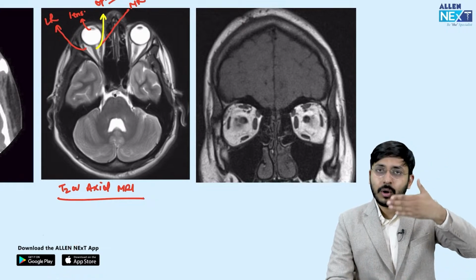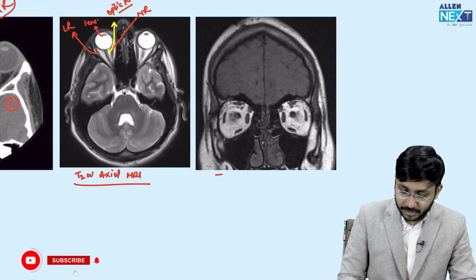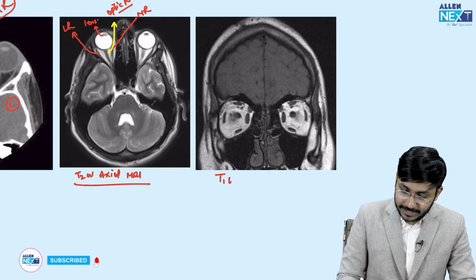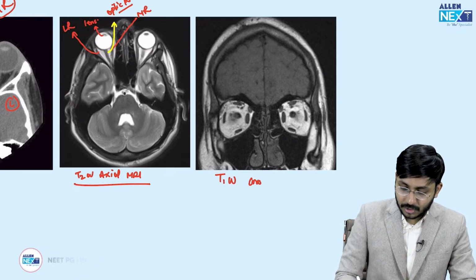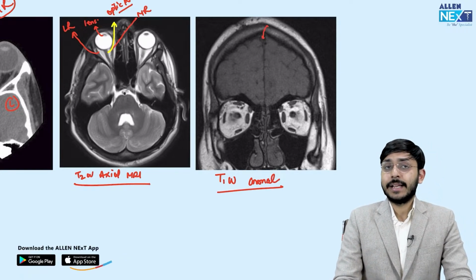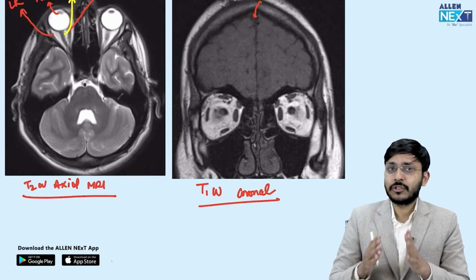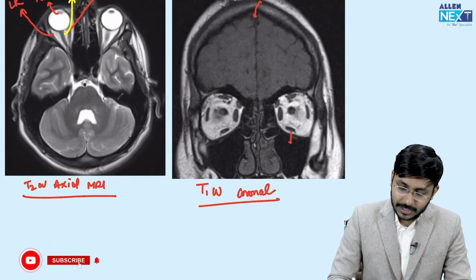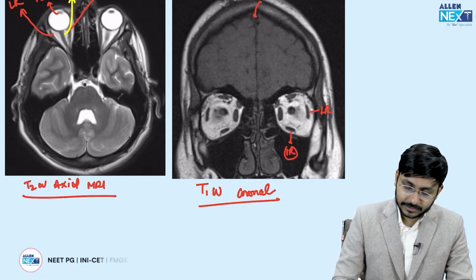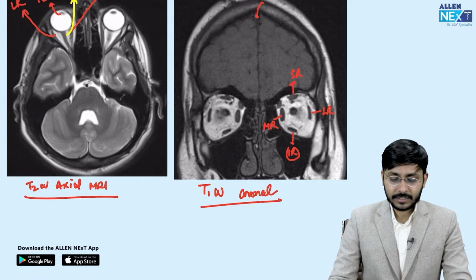Now, on a coronal T1 weighted image, so listen carefully what sequence I'm telling. This is a T1 weighted coronal image of the brain. Why T1 weighted? Because the CSF in the brain is black. So this is a T1 weighted image. So what are the various extraocular muscles that we are labeling? So this is the inferior rectus, the lateral rectus, the medial rectus, and the superior rectus.